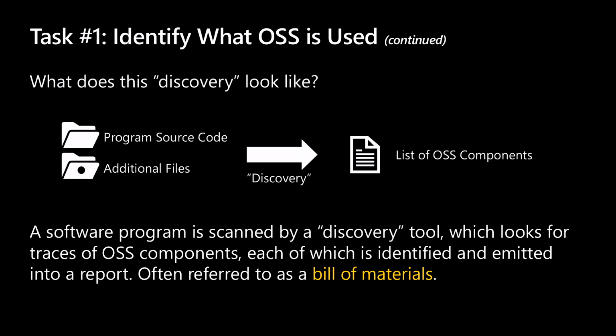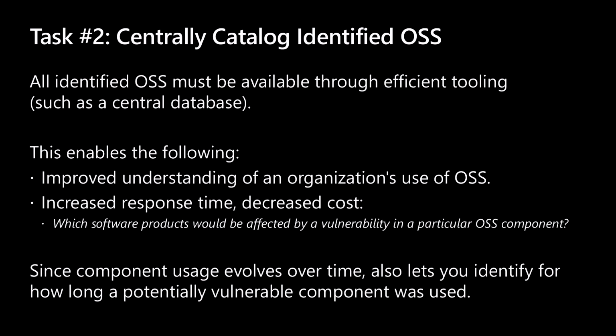So the discovery itself is actually pretty simple. You have your program source code, you've got artifacts, you've got binaries, whatever it is. It goes into a bucket. The discovery tool looks at the bucket and says, oh, I see you're using jQuery this version and zlib this version, and pulls that stuff out. Creates a bill of materials. Great. Then we throw it in a database.